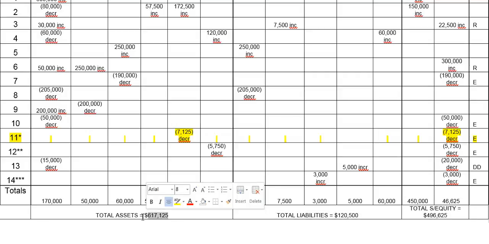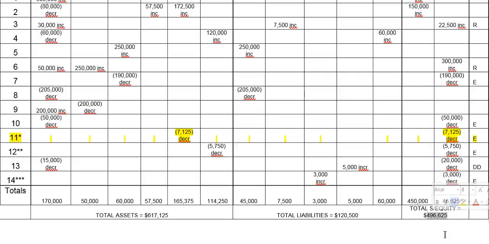So what this tells me is that I already know what my balance sheet is going to balance to. The total assets will be $617,125, and the total liabilities will be $120,500. Total shareholders' equity would be $496,625, and total liabilities and shareholders' equity would equal total assets, which is $617,125. So I would advise you, and you don't have to do it, but just to make sure before you do your balance sheet that it's going to balance, add up the columns to make sure it balances.